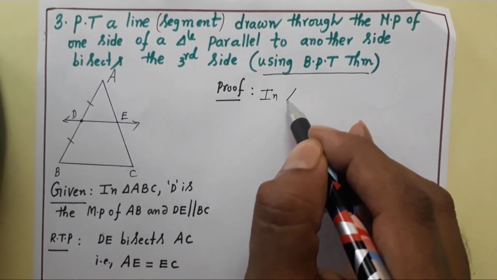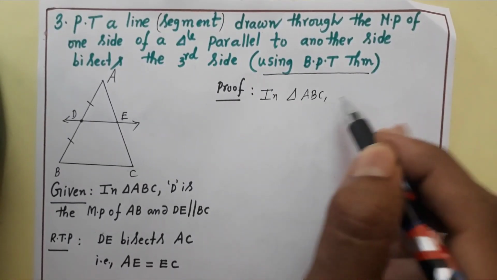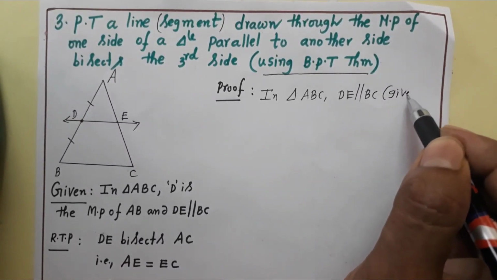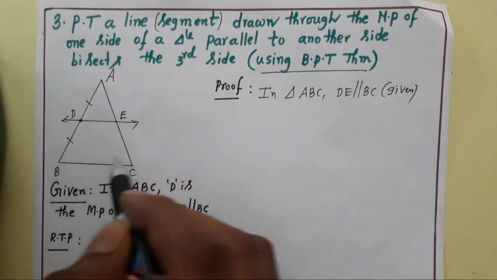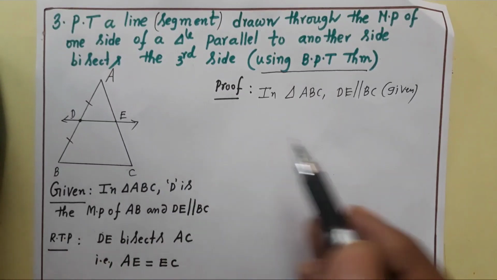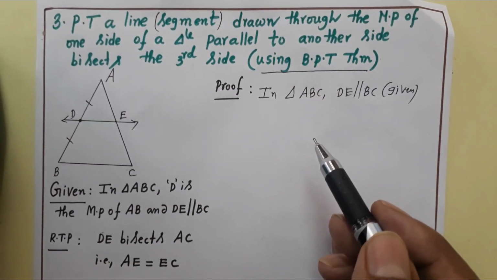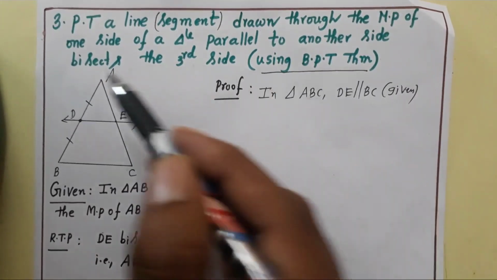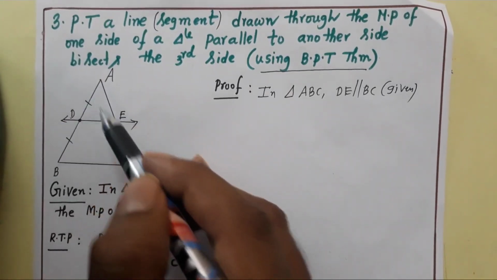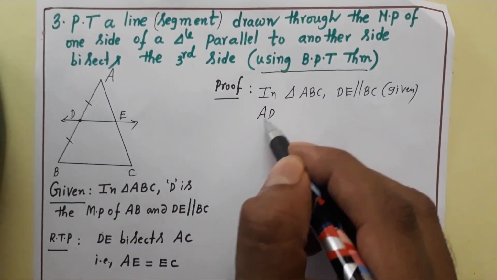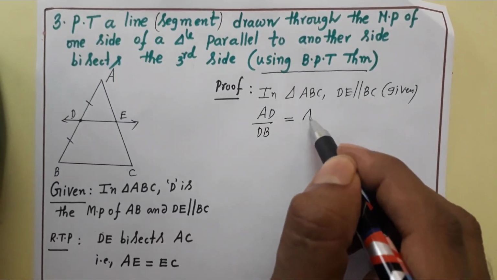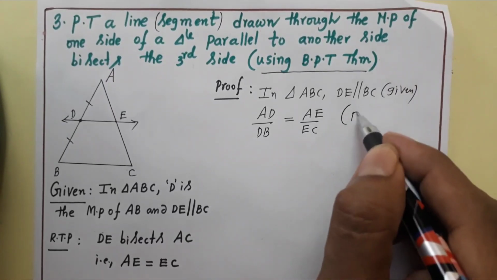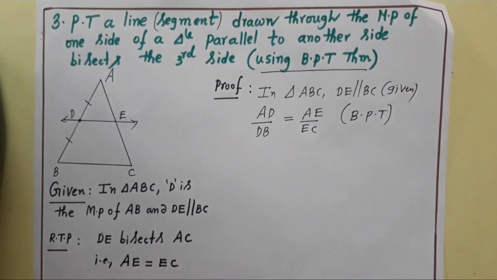In triangle ABC, DE is parallel to BC. That is given. Children, in any triangle, if a line is parallel to BC, you can write it divides the other two sides in the same ratio, nothing but according to BPT theorem. That means we can write now AD by DB is equal to AE by EC. So AD by DB is equal to AE by EC. This is according to basic proportionality theorem.